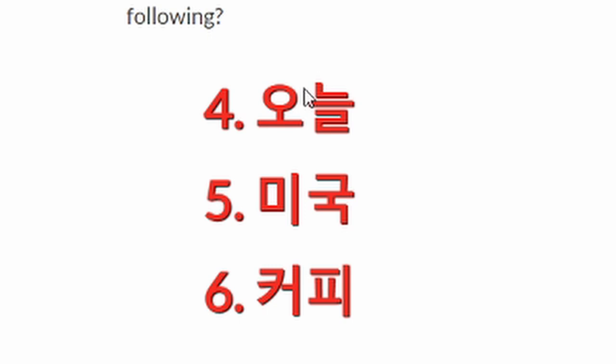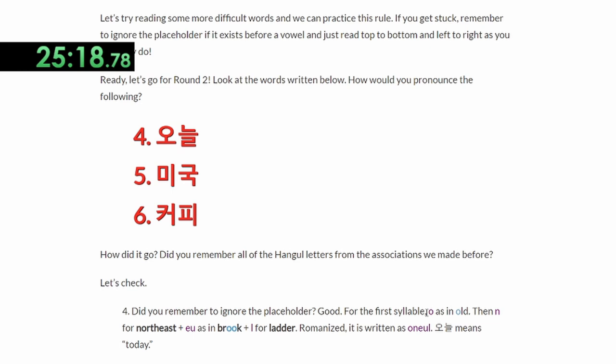Did you remember to ignore the placeholder? Good. For the first syllable, O as in old, then N as in northeast, and U as in brook, and L for ladder. Yo, I nailed that one. Romanized, it is written as onul. Yeah, I said that right. Okay, I'm not an idiot. I feel like that's enough of that one.